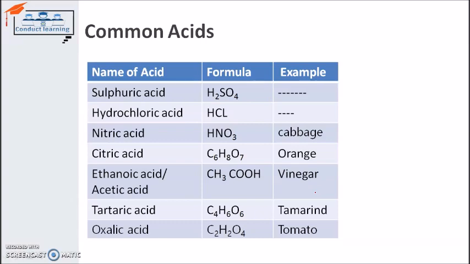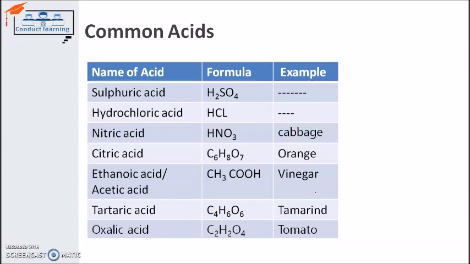For example, sulfuric acid. This is a strong acid and the formula is H2SO4. Sulfuric acid basically contains hydrogen, sulfur and oxygen. Another example of acid is hydrochloric acid. This is also a strong acid and the formula is simply HCl, hydrogen and chlorine. Nitric acid is HNO3. You can find this in cabbage. This is a combination of hydrogen, nitrogen and oxygen.